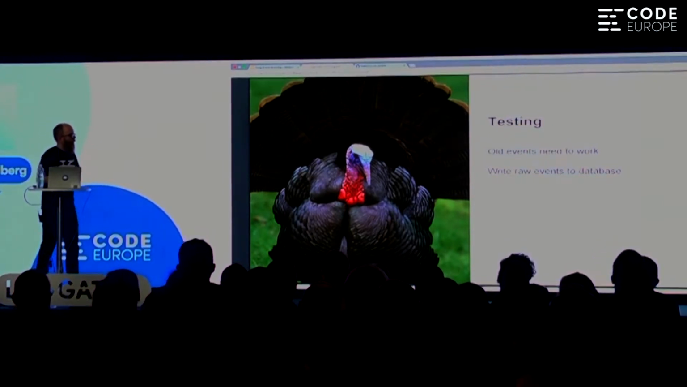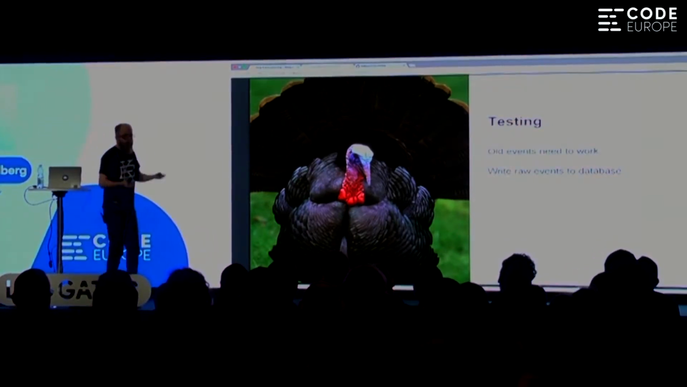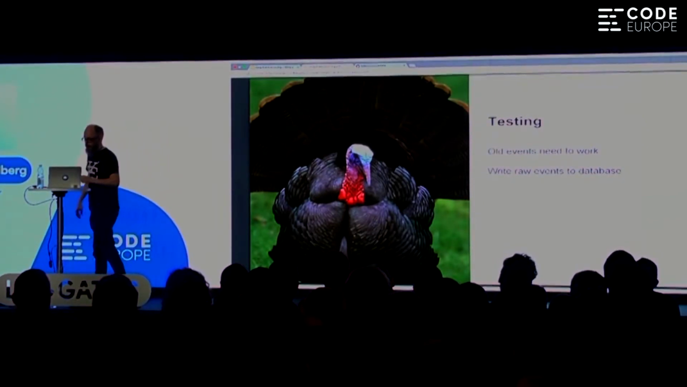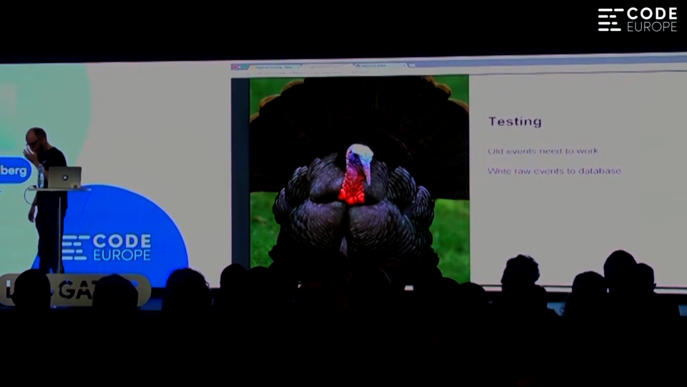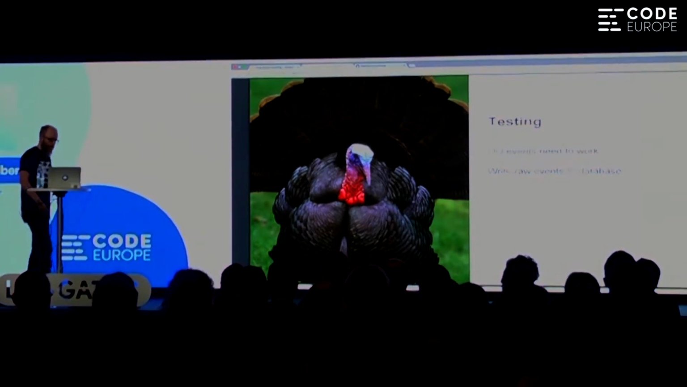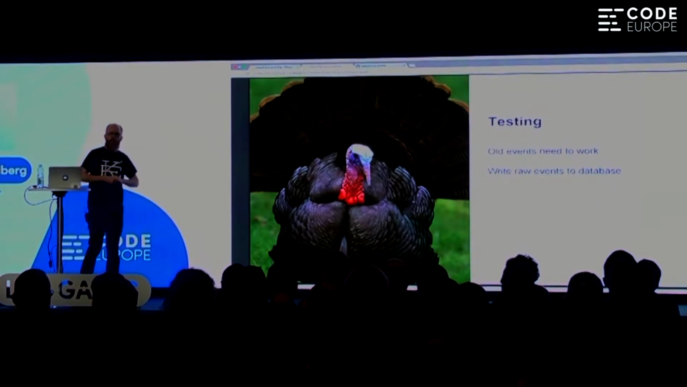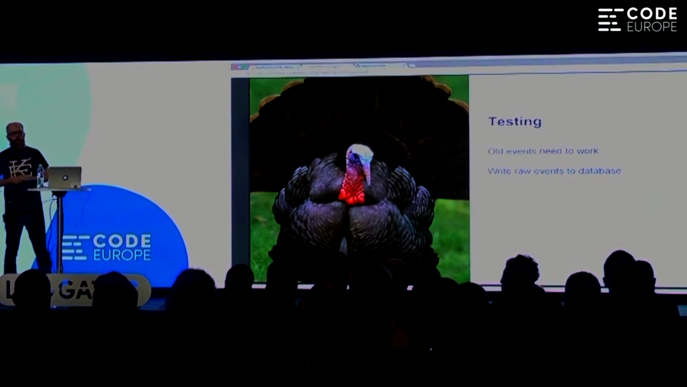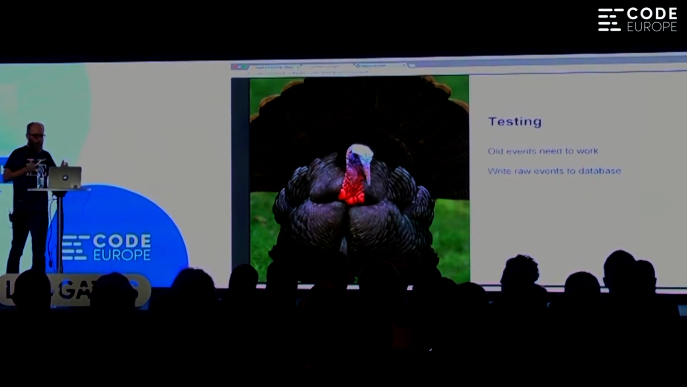So what we do is that when we change an event, or the structure of the events, we write them directly to the database, in our tests, that is. So every time we change something, we add one of these more in our fixtures. So then every release, we test for every version we've ever had of every event, and we're happy.